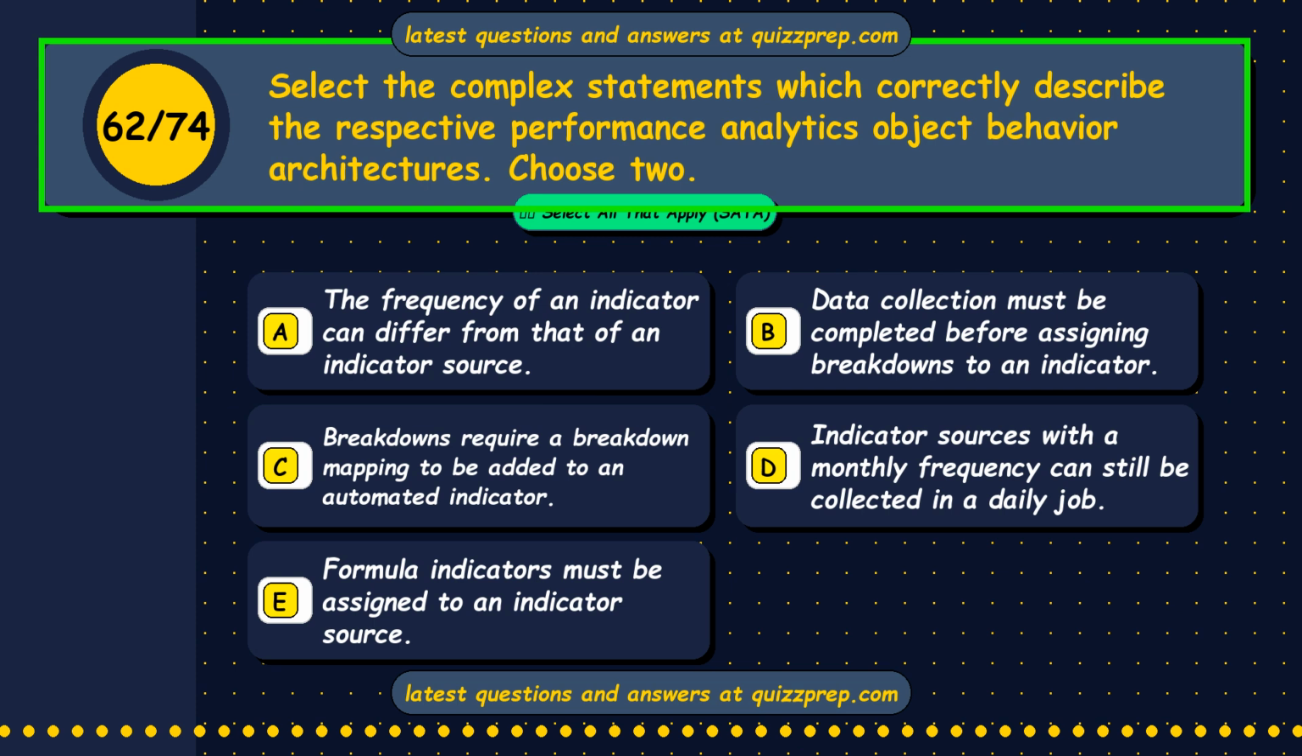Question 62. Select the complex statements which correctly describe the respective Performance Analytics object behavior architectures. Choose 2. Option A. The frequency of an indicator can differ from that of an indicator source.